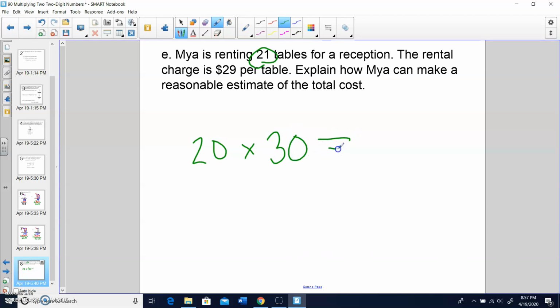Then I can just think to myself, okay, what is 2 times 3, which is 6. And then how many zeros do I have? 1, 2. So 2 zeros can come into my answer. So the estimate of the total cost would be $600.